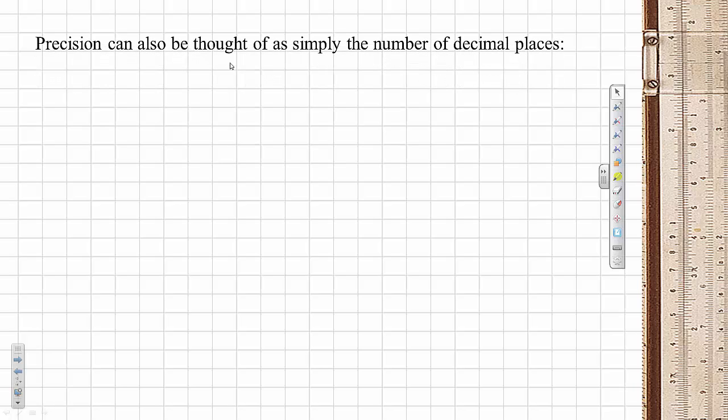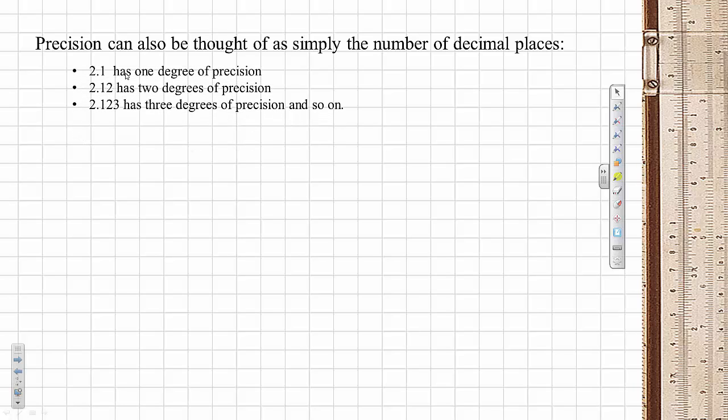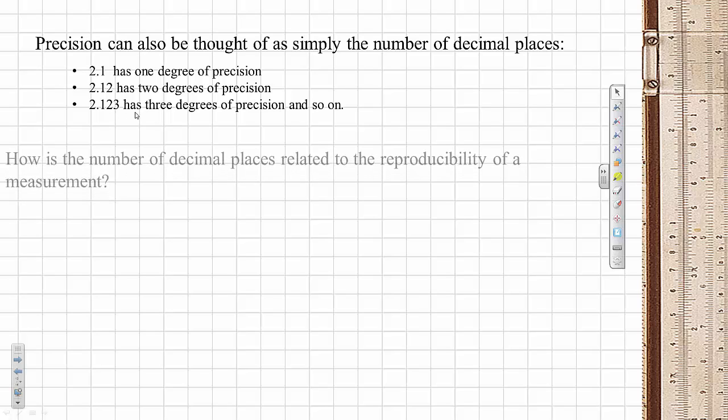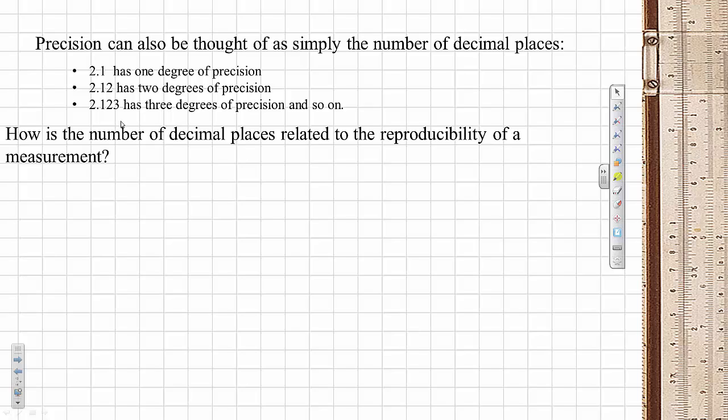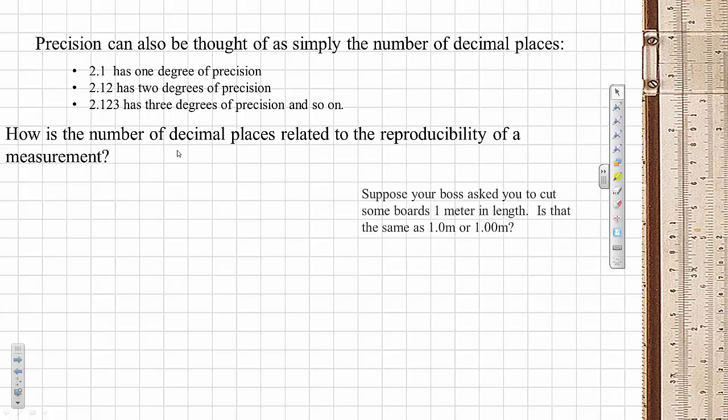All right. So as I mentioned before, we can think of precision as degree of reproducibility, but you can also simply think of it as a number of decimal places. So this value 2.1 has 1 degree of precision. It's 1 decimal place. 2.12, 2 decimal places. 0.123, 3 decimal places, 3 degrees of precision, and so on. Okay. So the question is, how is the number of decimal places related to reproducibility?